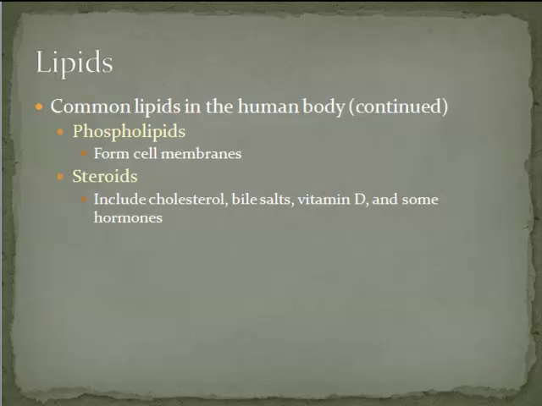Other types of lipids in our body, very important, phospholipids. In the next section, or the next lecture, we're going to talk about cells. And every cell in our body has a phospholipid membrane around it. This phospholipid membrane is a lipid. The reason it's called a phospholipid is because it has a phosphate group as well as the fatty acid chains.